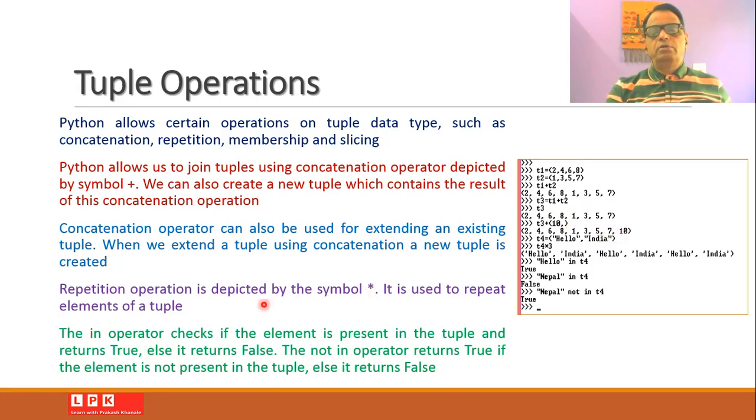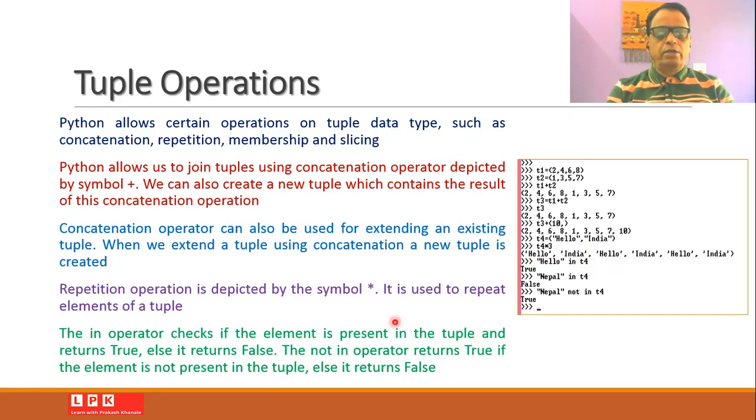Repetition can also be performed on a tuple, and to perform it we use the star symbol. It is used to repeat the elements of the tuple. For example, if I write T4 is equal to hello and India, these two strings, then T4 star 3 will consist of the elements hello, India, hello, India, hello, India, 3 times.